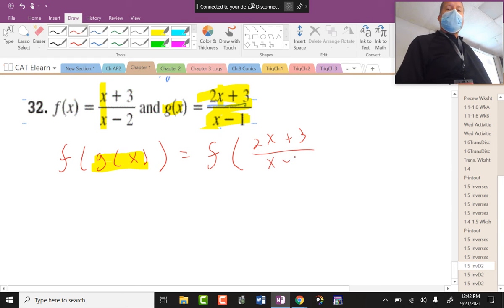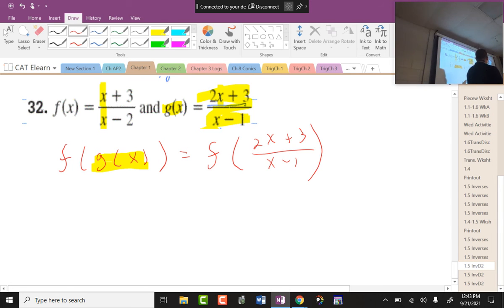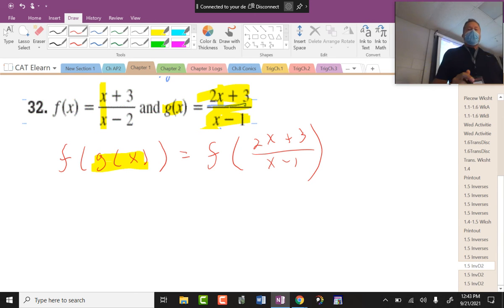And again, remember what I said, that it doesn't matter what's in here. It really doesn't matter what's in here. F of this means I go to the f function. Wherever I see an x place marker, I get rid of that and I put that in its place. Doesn't matter how ugly it is.